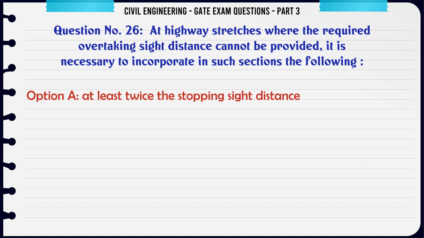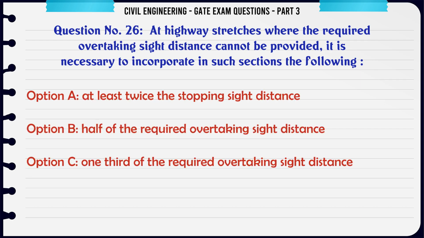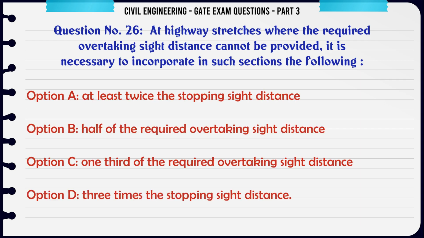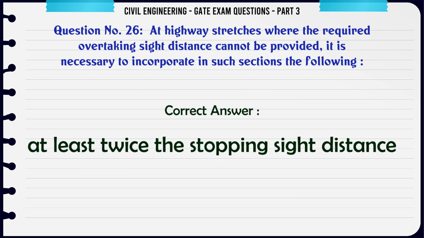At highway stretches where the required overtaking sight distance cannot be provided, it is necessary to incorporate in such sections the following: A, at least twice the stopping sight distance; B, half of the required overtaking sight distance; C, 1/3 of the required overtaking sight distance; D, 3 times the stopping sight distance. The correct answer is at least twice the stopping sight distance.